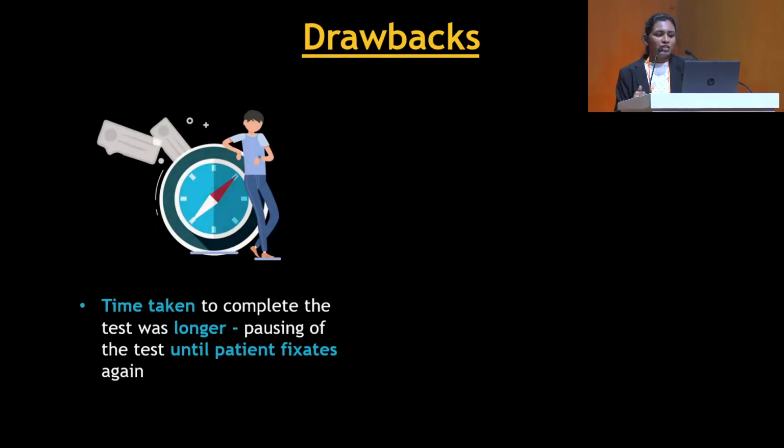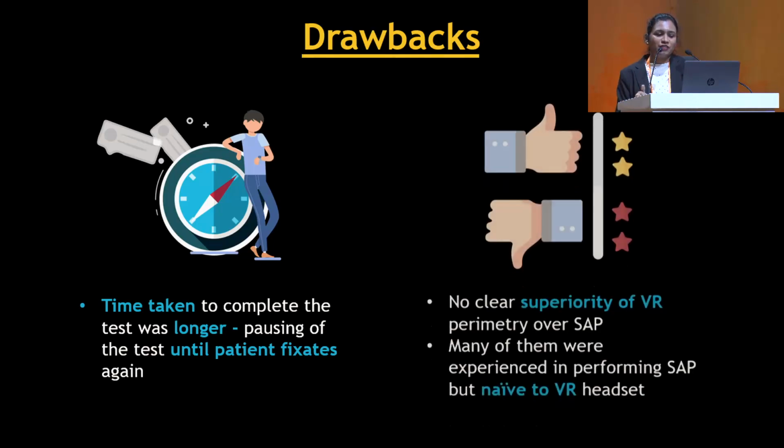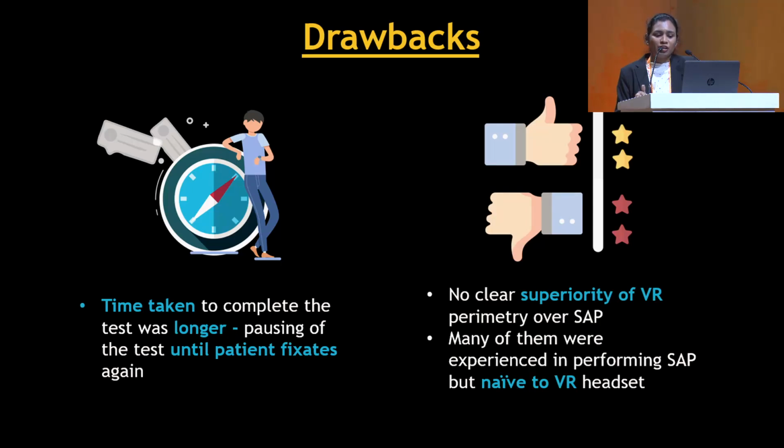What were the drawbacks which we saw? Time taken to complete was slightly longer because the VR perimetry was pausing the test until the patient regains fixation. There was no clear superiority of VR perimetry over standard automated perimetry.